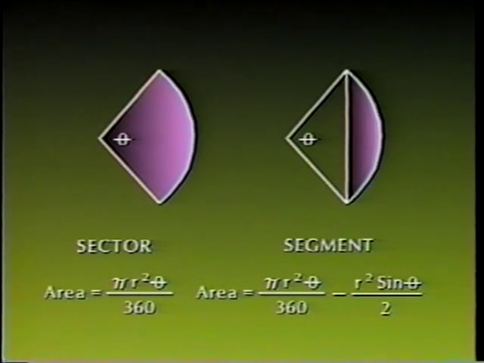A segment, the area, is equal to pi r squared theta over 360, just as it was in the sector of a circle, but we add minus r squared sine theta over 2. Here again, the central angle is in degrees and decimal of a degree.